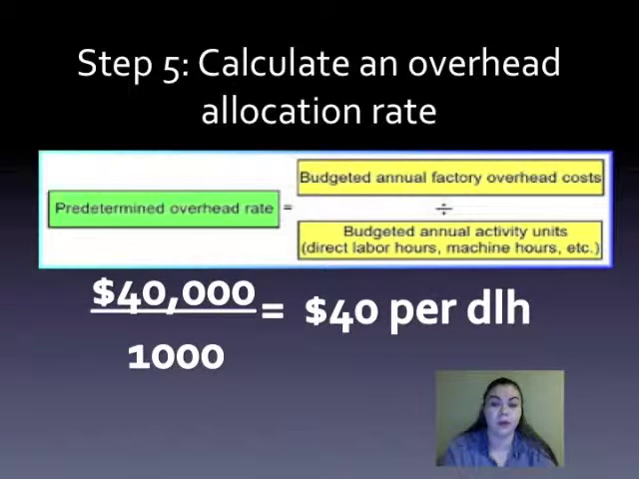Step 5. Calculate an overhead allocation rate. In Step 5, we calculate the predetermined overhead rate by taking the estimated total manufacturing overhead cost for the coming period and dividing it by the estimated total units in the activity base for the coming period. The predetermined manufacturing overhead rate makes it possible to estimate total job cost sooner. For example, if we say our budgeted overhead costs totaled $40,000 and our budgeted direct manufacturing hours were 1,000, then our predetermined overhead rate would be $40 per direct labor hour.